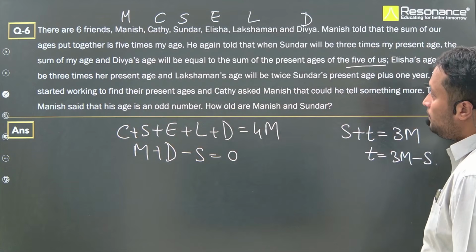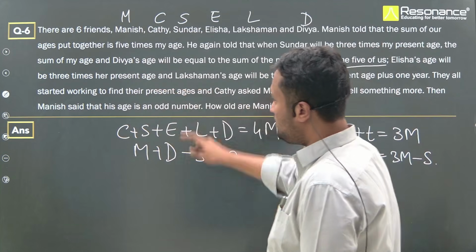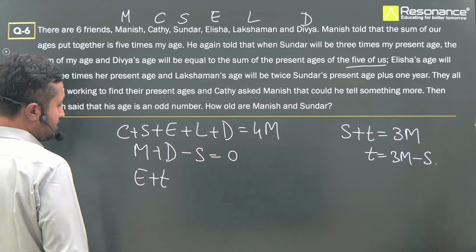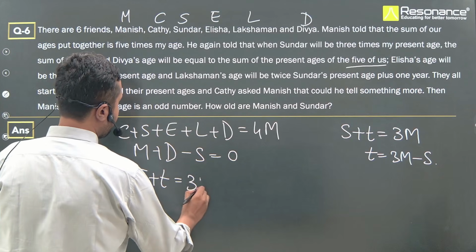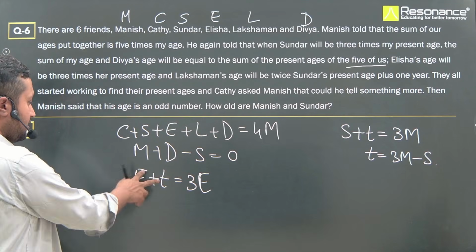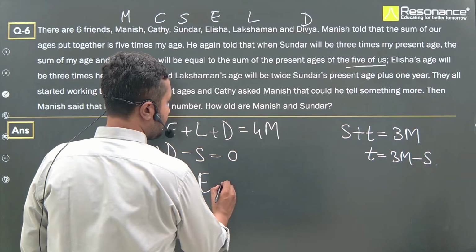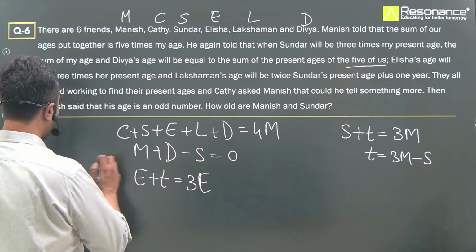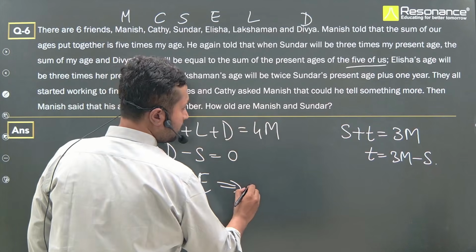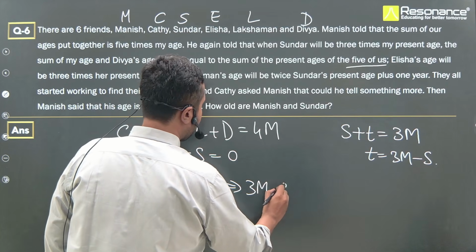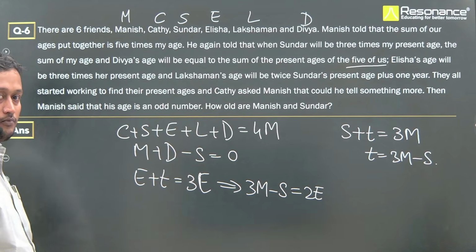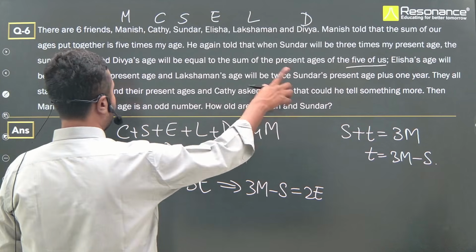And Elijah's age will be 3 times her present age, meaning Elijah's age is E plus T, and that is 3 times her present age. Right? E plus T is 3 times E. So what does that give us? That is 2E, and T was how much? 3M minus S is equal to 2E. So that's that equation.